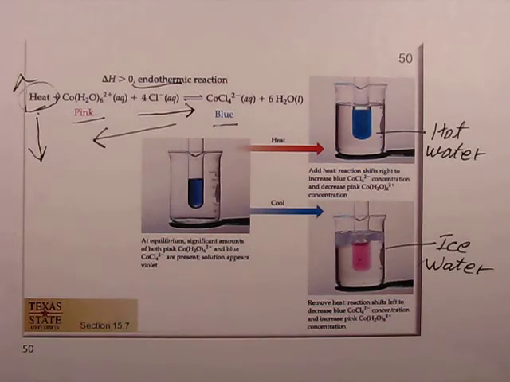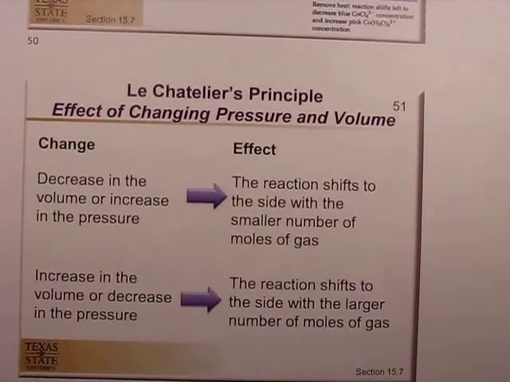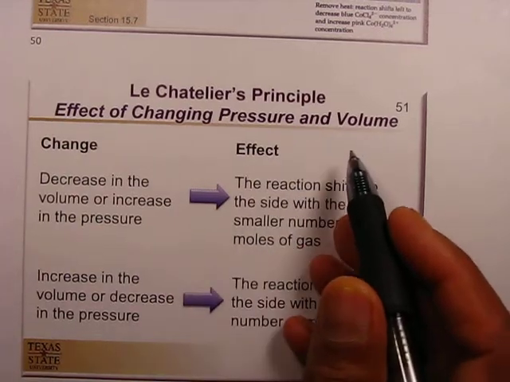So these are some examples for the temperature effect and heat effect on the equilibrium according to Le Chatelier's principle. So let's see another example, another effect, which is the change in pressure and volume.